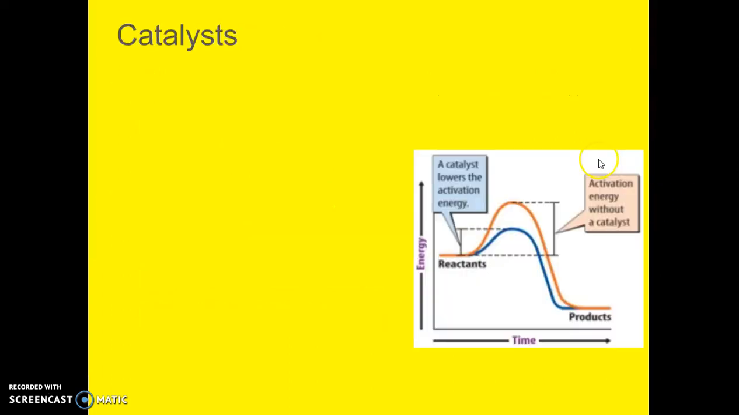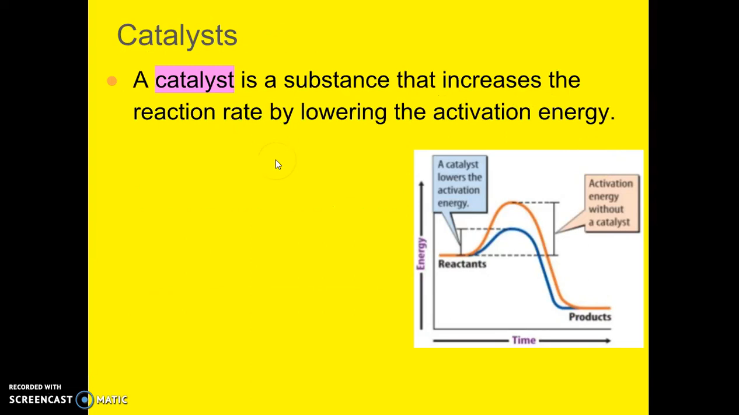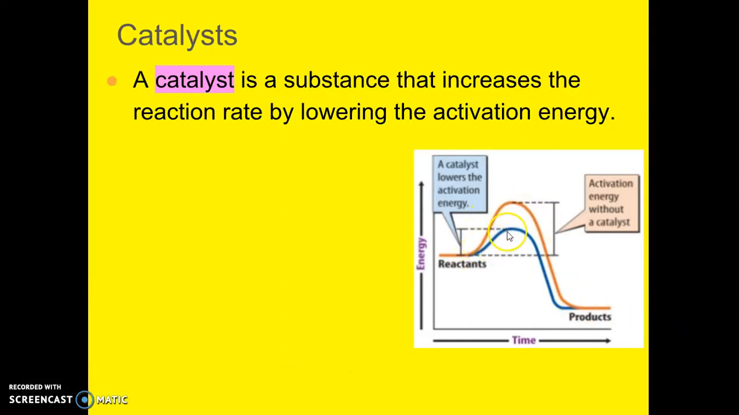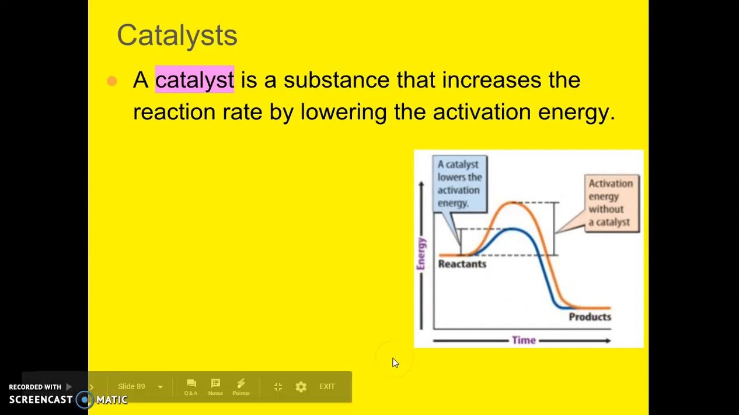That's basic collision theory. A catalyst is a substance that increases the reaction rate by lowering the activation energy. So the normal reaction is shown to you here in red. You would require this much activation energy, and then it would go to products. So that's without a catalyst. With a catalyst, you don't need as much activation energy, so that reaction can happen faster, and you go to products at a faster rate. So you can change the speed of the reaction by adding a catalyst.